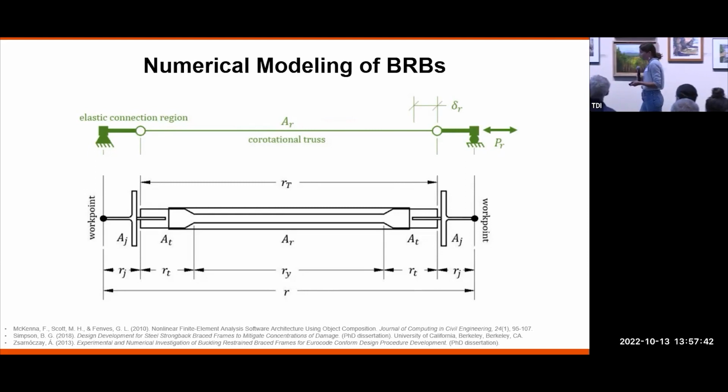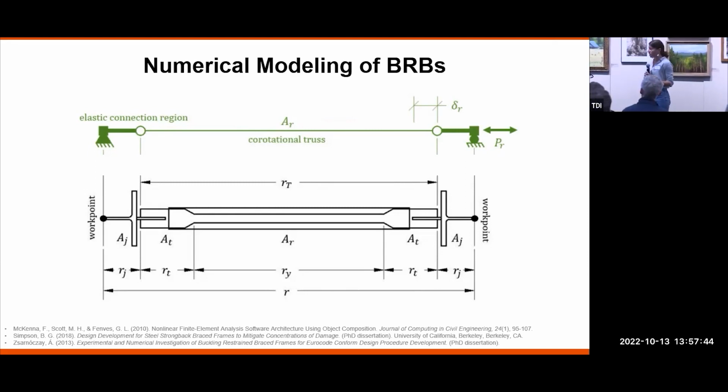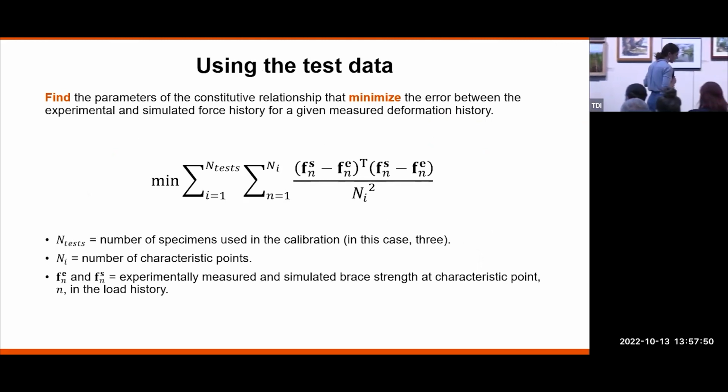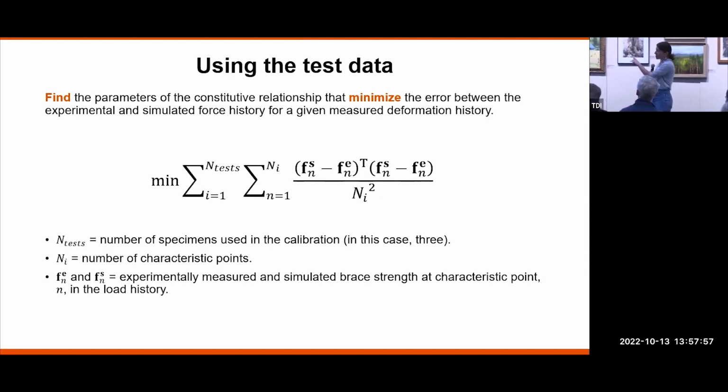And so what we did is that we then went to the experimental data that was available for BRBs, and we said, well, we want to minimize the mismatch between the experimental data and our numerical modeling outputs. And so you can imagine something very similar to this. This is in terms of the mismatch between forces, but it could be mismatch between stiffness, energy dissipation. This is sort of the beginning look at some of these models that we're building based on the test data.